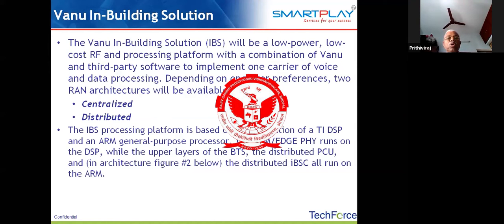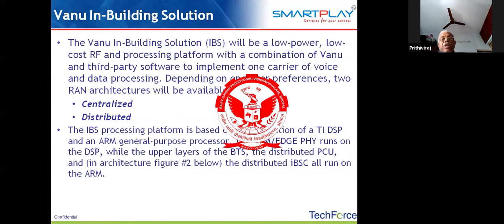So we have the Vanu in-building solution. IBS stands for in-building solution. It will be a low power, low cost RF processing platform with a combination of Vanu and third party software to implement one carrier of voice and data processing, depending on operator preference. Two radio access network architectures will be available. You could either have centralized or distributed.